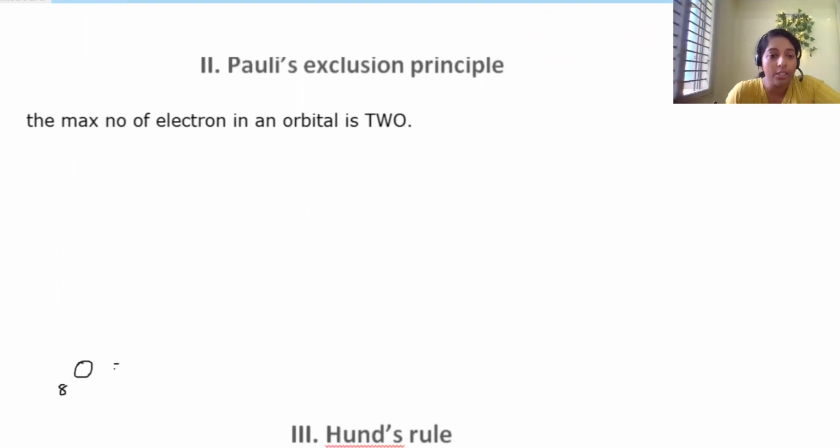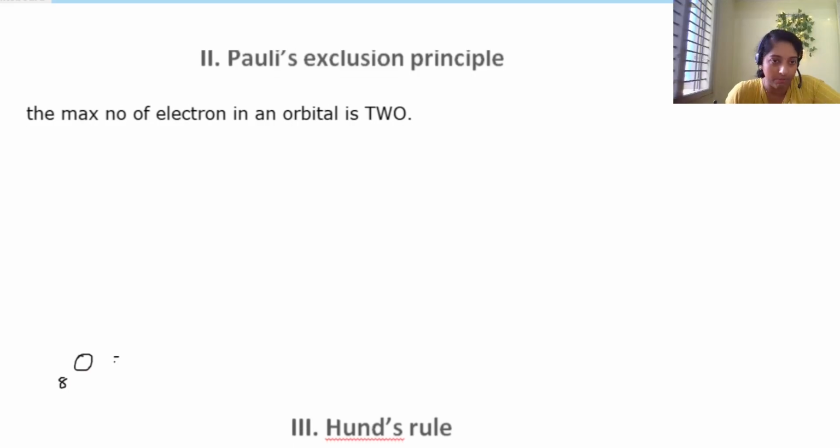Okay, so the next principle is Pauli's exclusion principle. The actual principle is related to quantum numbers, but we don't want to look at that. You can just think about the result of Pauli's exclusion principle. The result is actually what? The maximum number of electrons in an orbital. Be careful, it's not orbit.